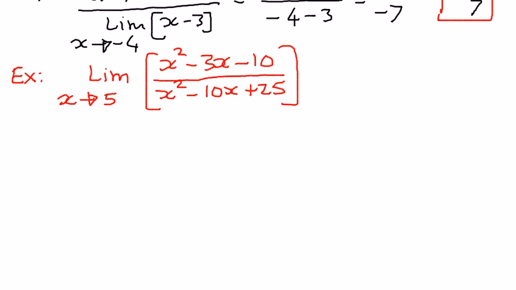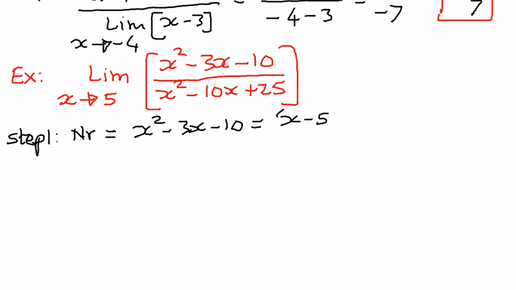So the way we want to solve it is, we want to break it down into different steps. In the first step, we're going to look at the numerator part and factor it. We're going to look at the denominator part and factor it. The numerator part, NR, we'll call it the numerator part. So we have x squared minus 3x minus 10, and if I were to factor that, it is going to come out as x minus 5 times x plus 2. So let me write this again.